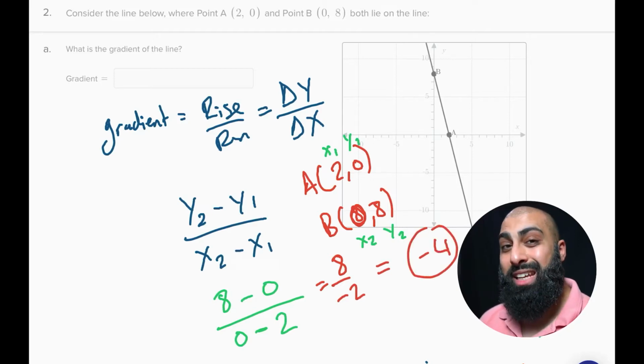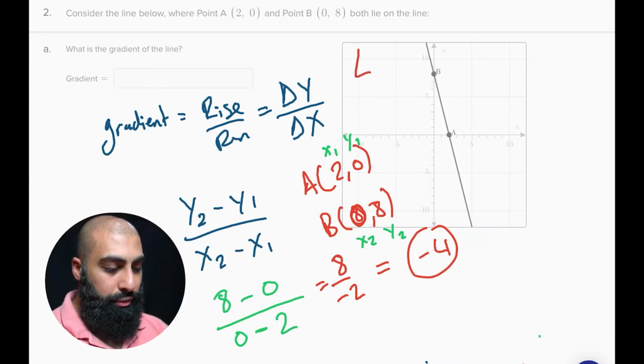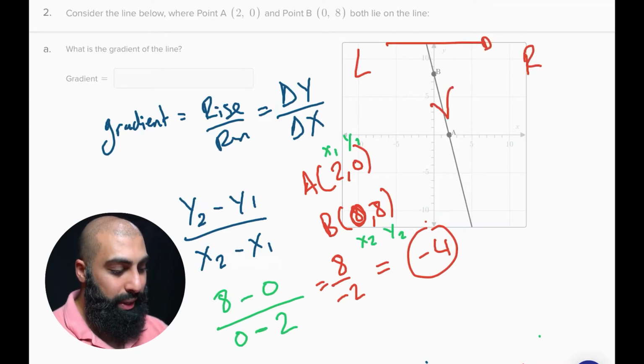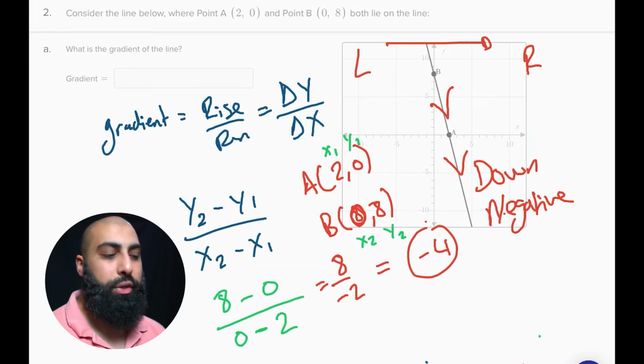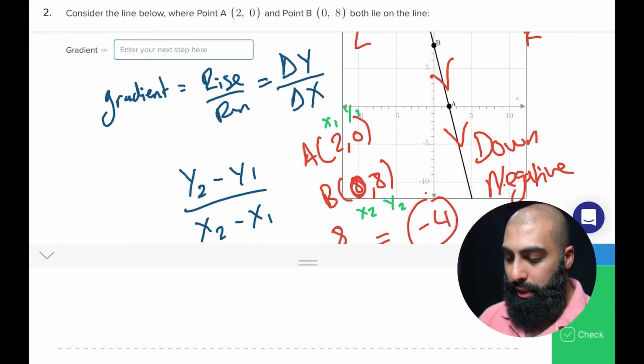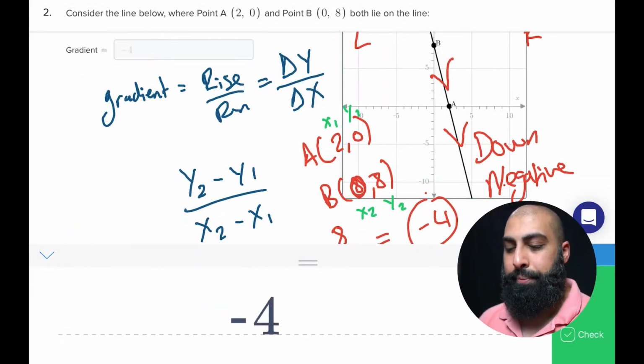It's very important to keep the sign with the gradient. It's negative because if you look at this line from left to right, it's going down. It has a negative gradient. So our value for the gradient is minus 4. Let's put that in here, minus 4.